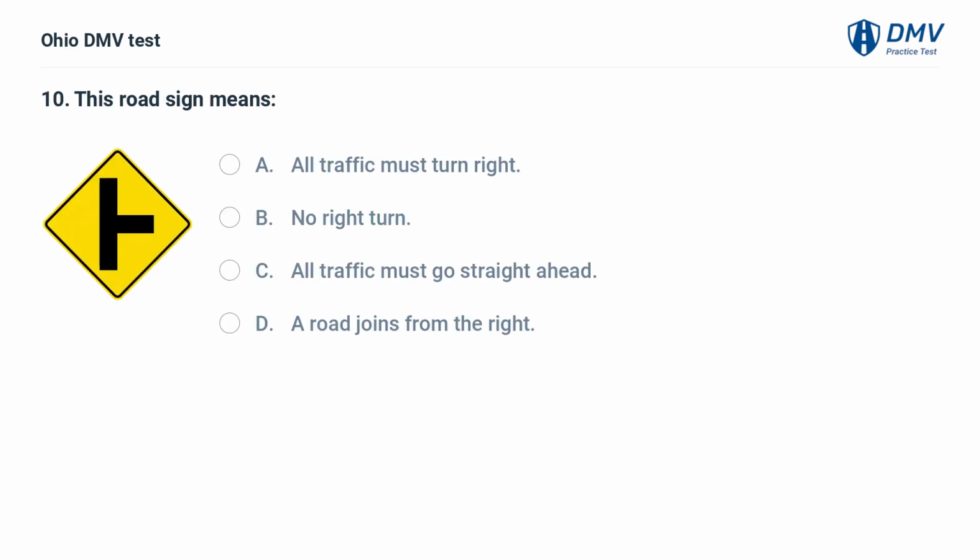This road sign means A. All traffic must turn right. B. No right turn. C. All traffic must go straight ahead. D. A road joins from the right.